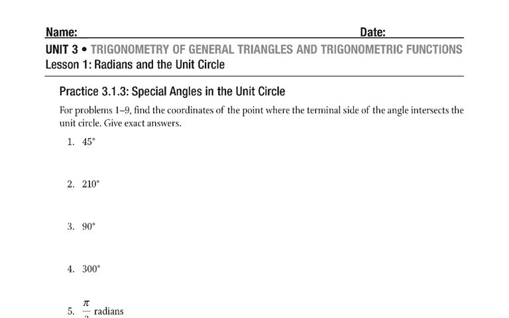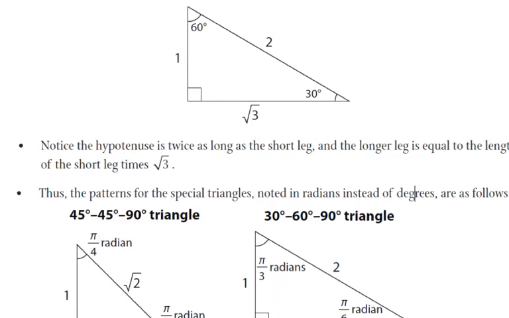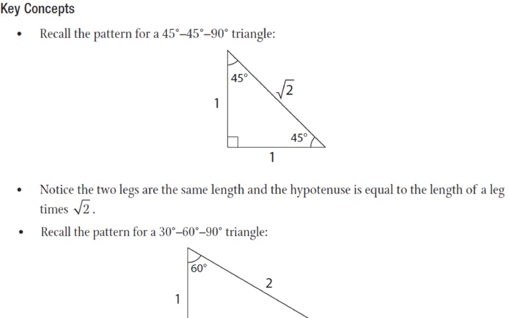Math 3, practice 3.1.3, special angles in a unit circle. When we're dealing with the unit circle, there are some special angles that give us some special numbers. These special angles are based off of right triangles.